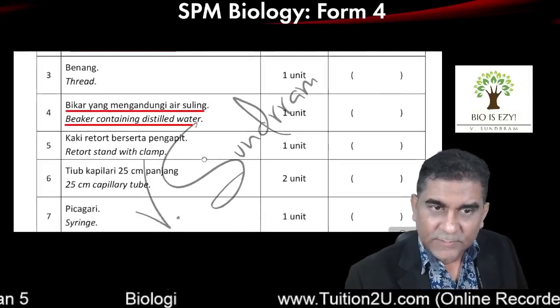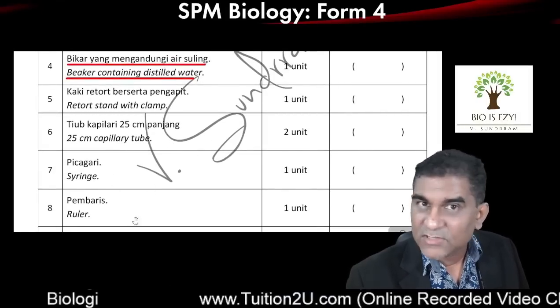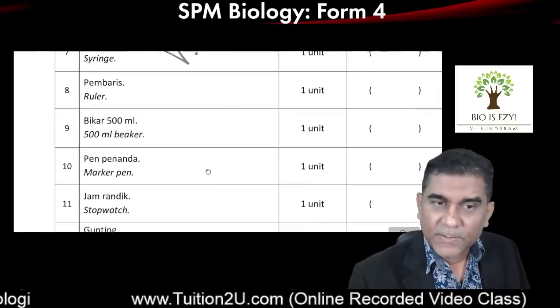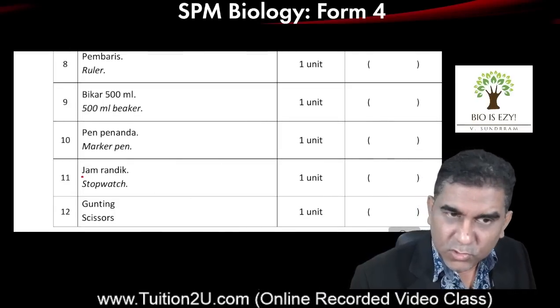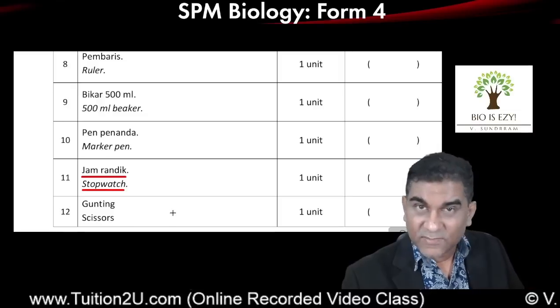And if you go further, we also have a capillary tube. We have a retort stand, we have a syringe, we have a ruler, we have a 500 milliliter beaker, marker pen, stopwatch. Stopwatch is also important because we need to measure the time, one of the constant variables.